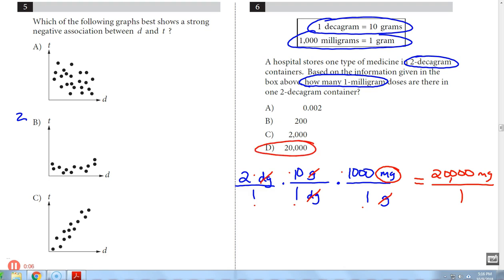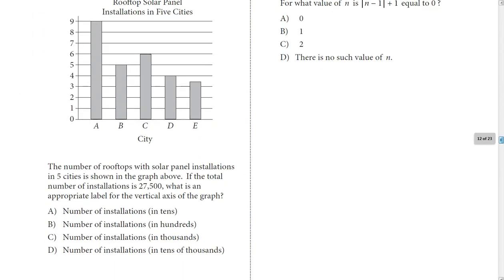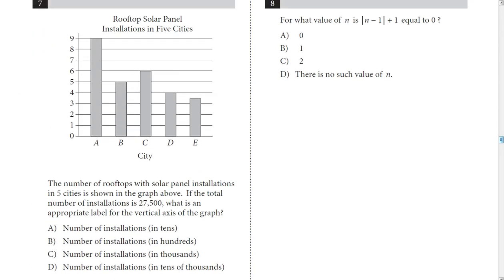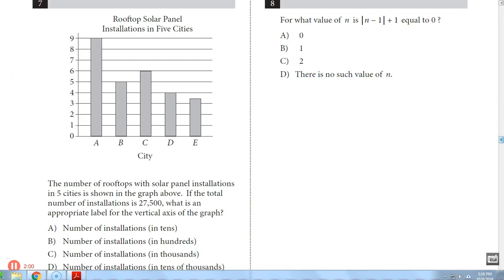So that's a more formal science way of converting units like that. All right, let's move along to number 7. Number 7 looks like a bar graph, so we've got to read the graph and see what's going on. It looks like rooftop solar panel installations in 5 cities. I don't know the names of the cities, but I do see down here that there's 5 of them.